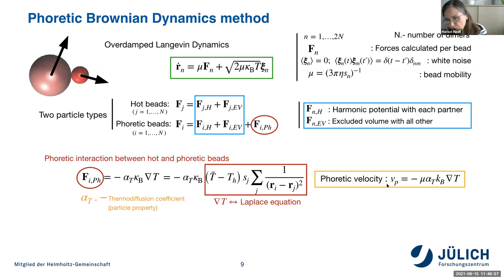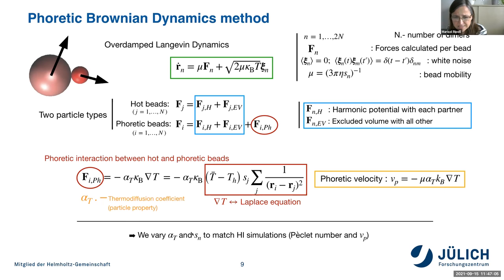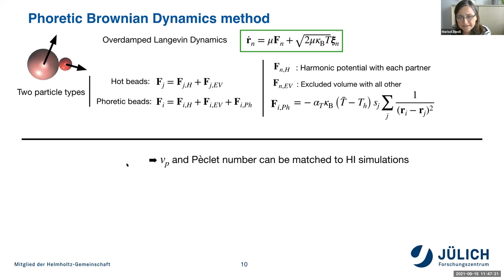So since we know the phoretic velocity and hydrodynamic interactions, we plug it in. In order that they are the same, we calculate the alpha that does this, and we want to match also the Péclet number, such that we need the rotational diffusion to be the same, and we have here the bead mobility that allows us to tune also this factor. So we can have simulations that have the same Péclet and velocity, Brownian and hydrodynamics.